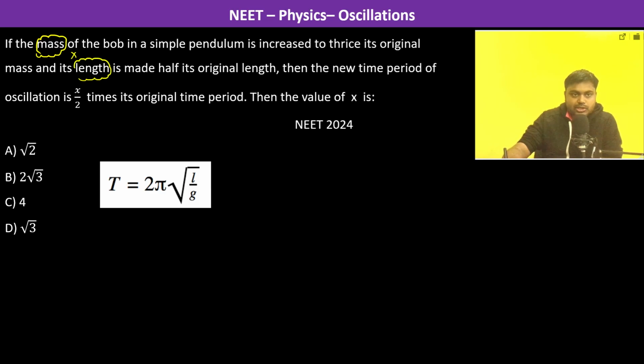So the length is changed. Now the new time period is going to be 2 pi root of L by 2 divided by G, since it's made half of its original length, which is T divided by root 2. So the new time period is x by 2 times its original time period.